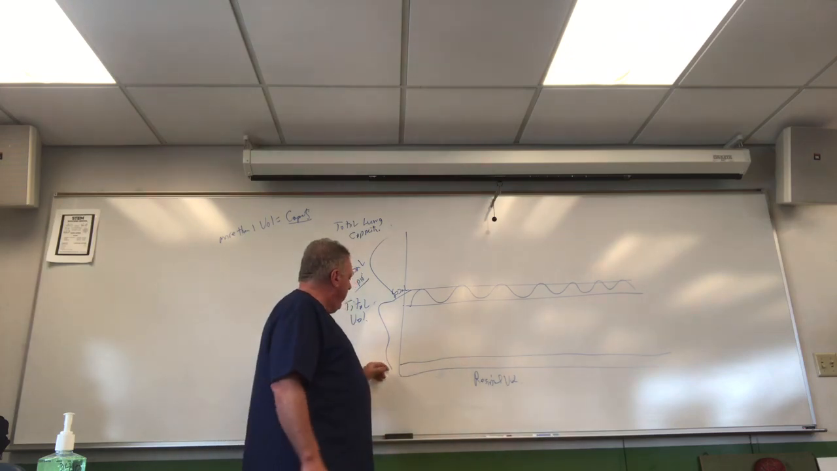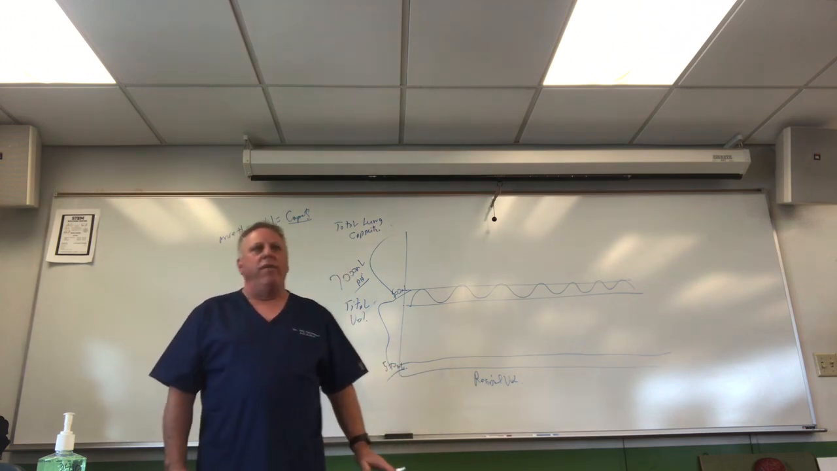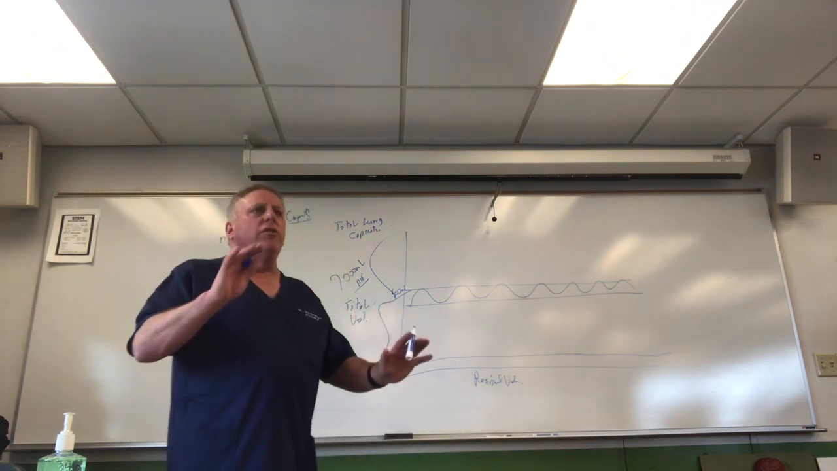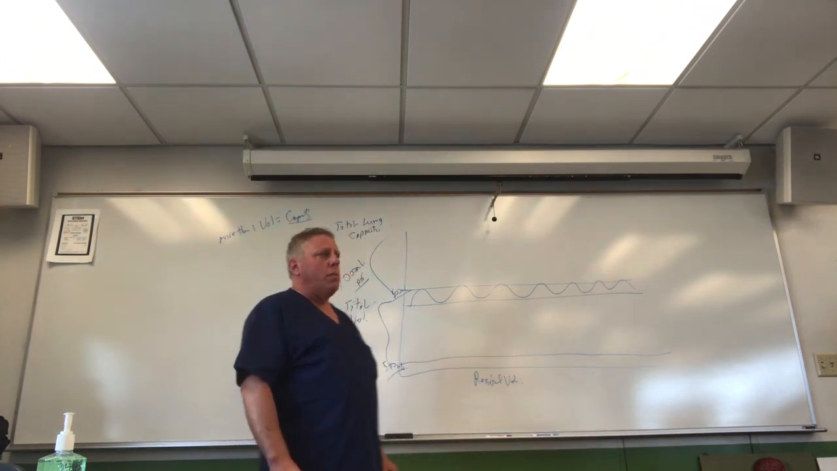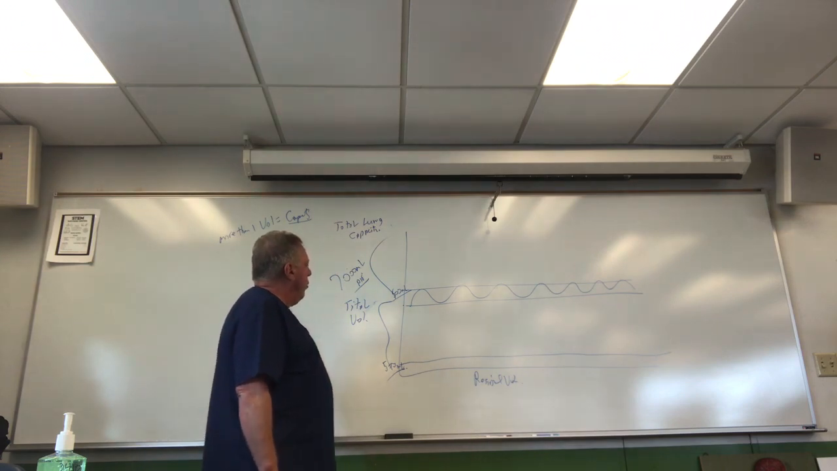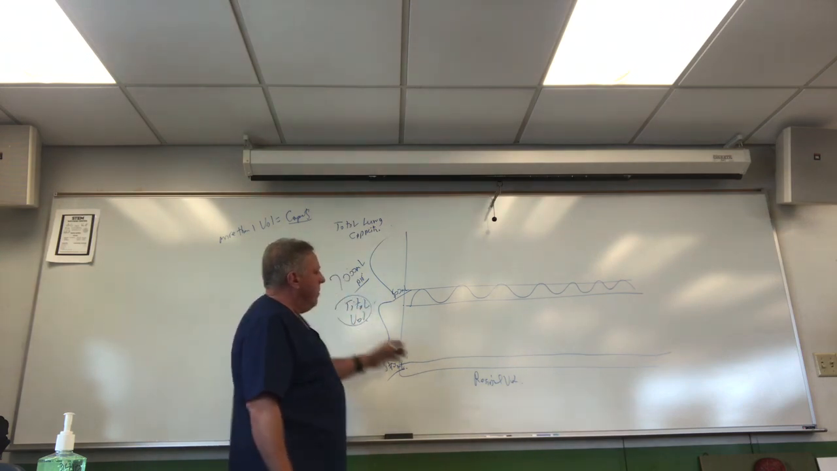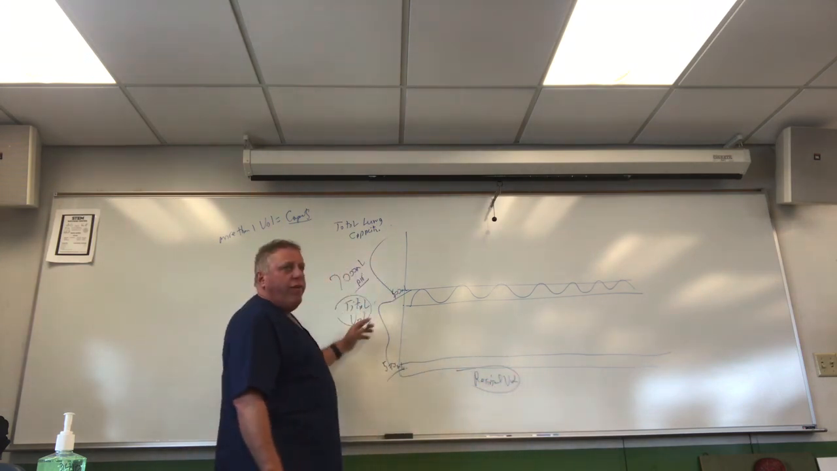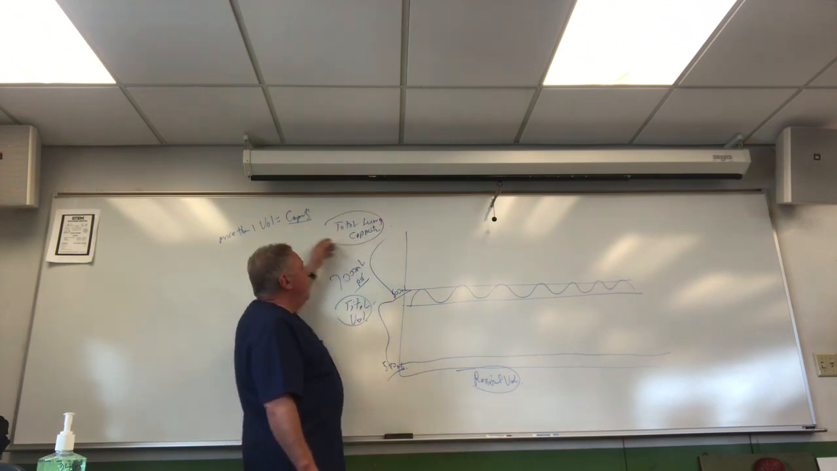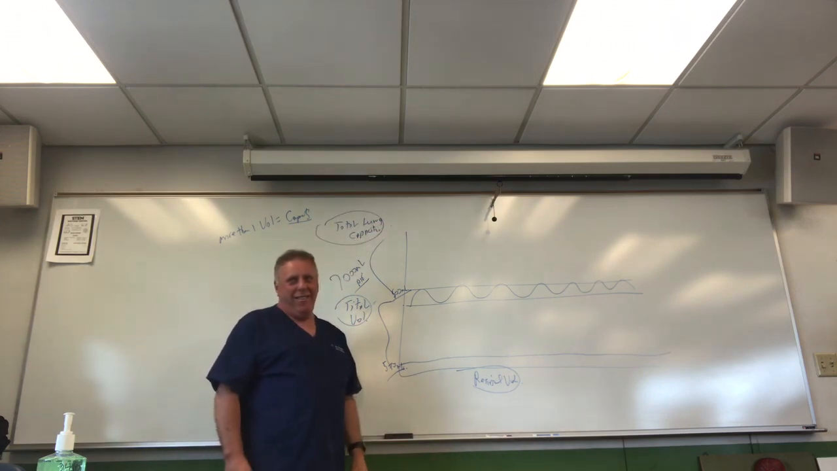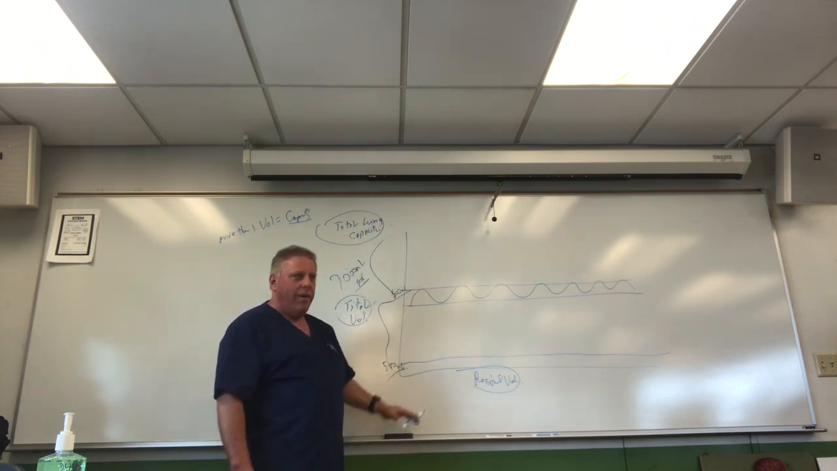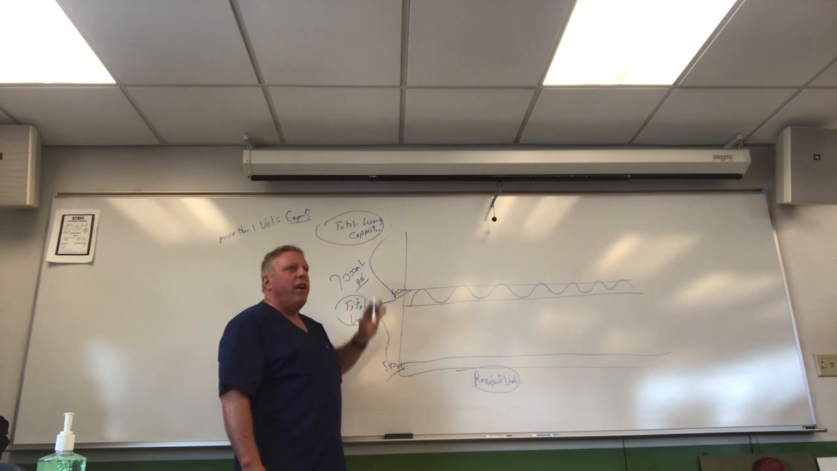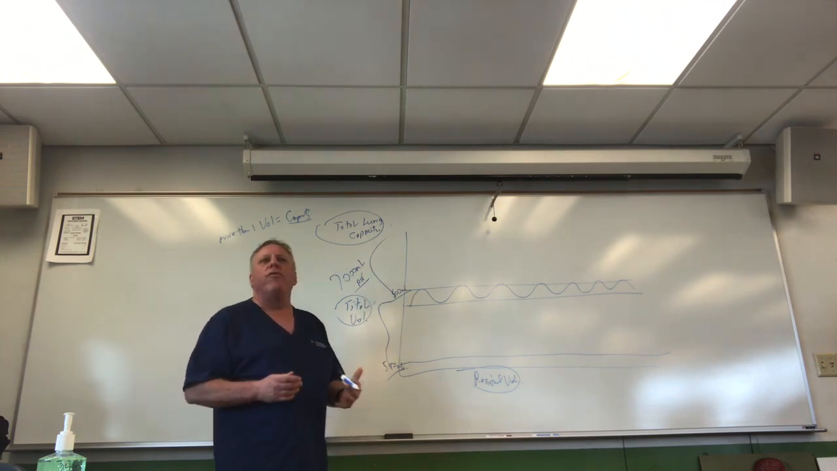That's about 500 milliliters. Now, these are very approximate numbers. I'm just giving you the concept of what's going on in the lungs. So we have residual volume, we have tidal volume, and we have total lung capacity. And total lung capacity is the entire thing, the entire lung.